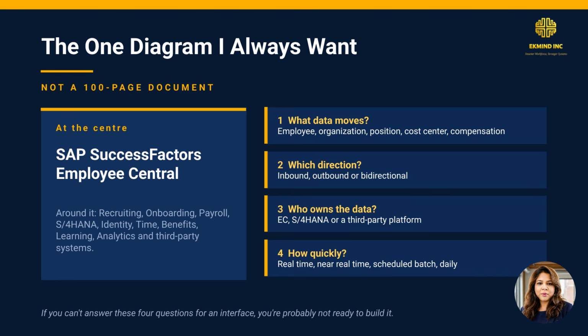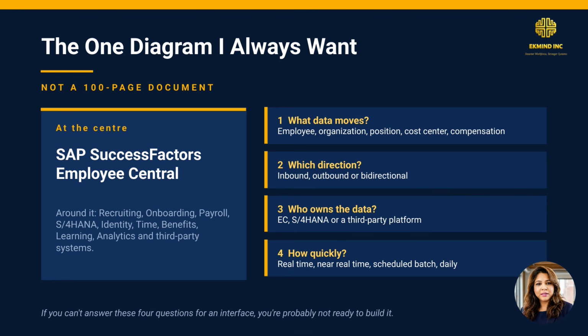If I join an Employee Central project, one of the first things I want to see is a simple architecture diagram, not a 100-page document, one diagram. At the center, SAP SuccessFactors Employee Central. Around it, recruiting, onboarding, payroll, S4 HANA, identity, time, benefits, learning, analytics, third party systems. And every arrow should answer four questions.